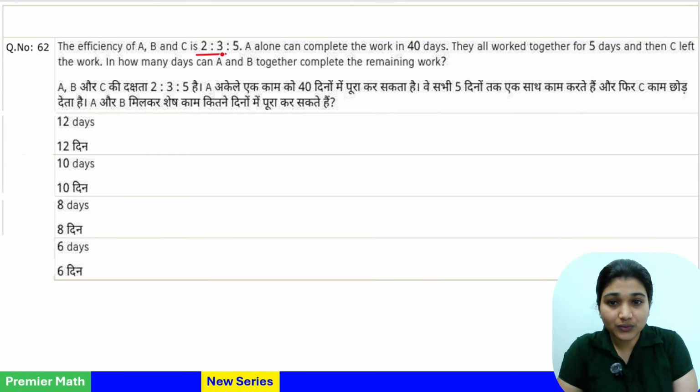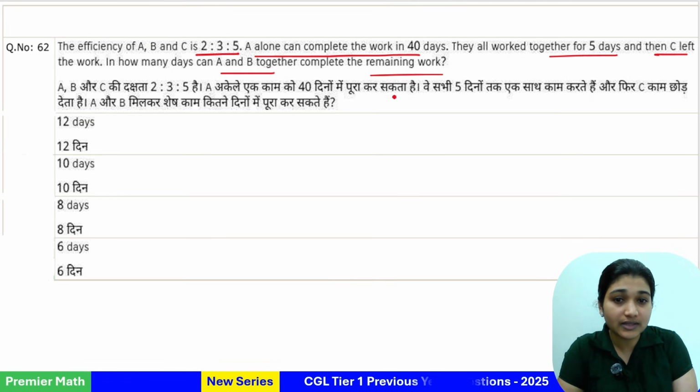The efficiency of A, B, C is 2 is to 3 is to 5. A alone can complete the work in 40 days. They all work together for 5 days and then C leaves the work. In how many days can A and B together complete the remaining work?